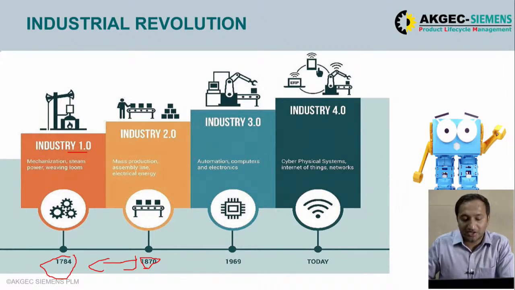In 1969, there was automation. We were using robots and computers to manufacture products. Today is Industry 4.0, which includes the Internet of Things. IoT is a very common term which people are using nowadays. We also talk about cyber physical systems, robotics, and additive manufacturing; these are some of the technologies.